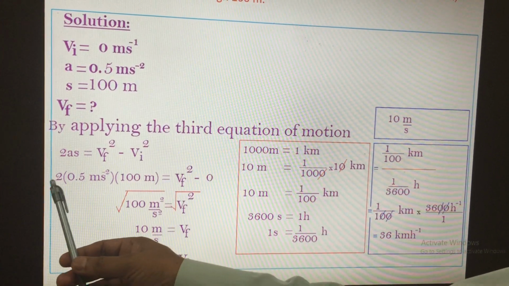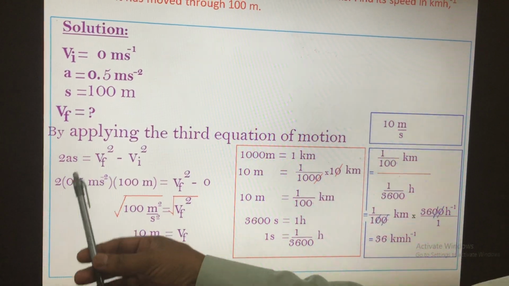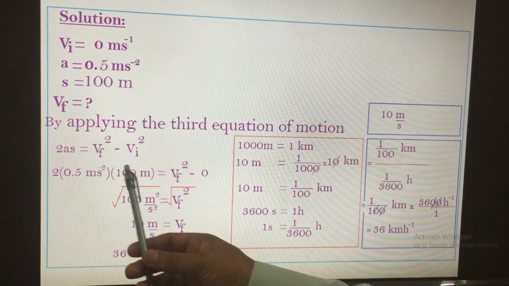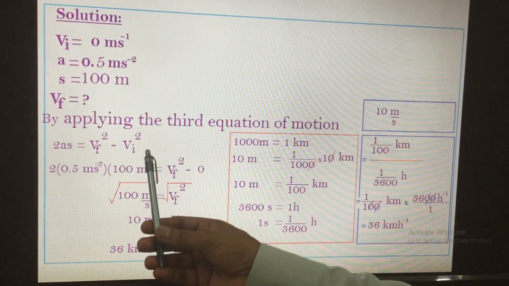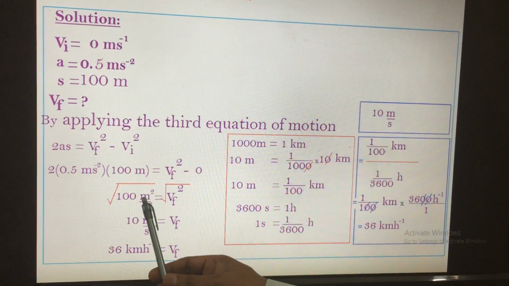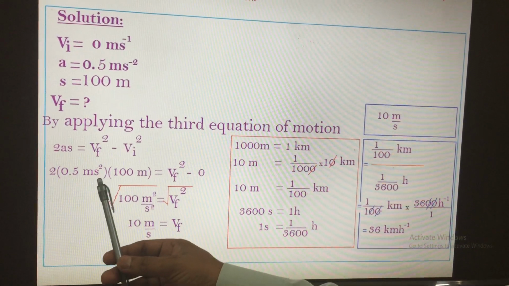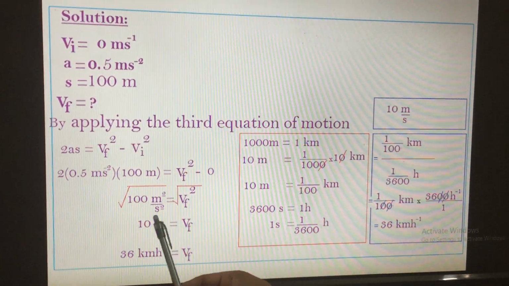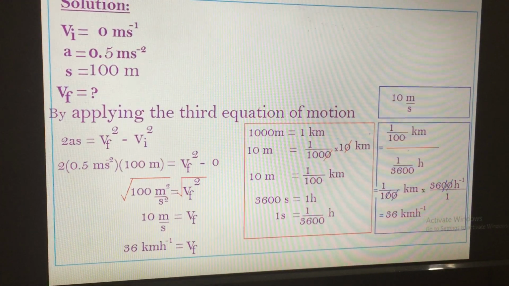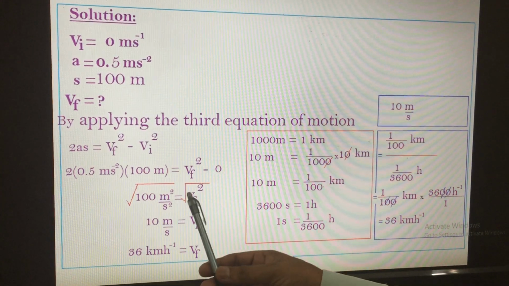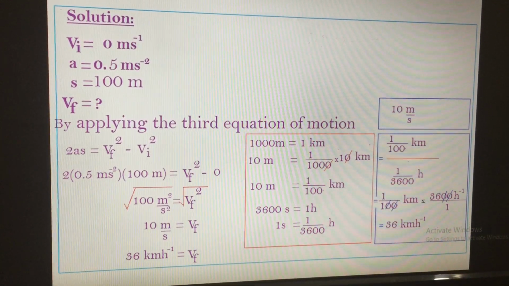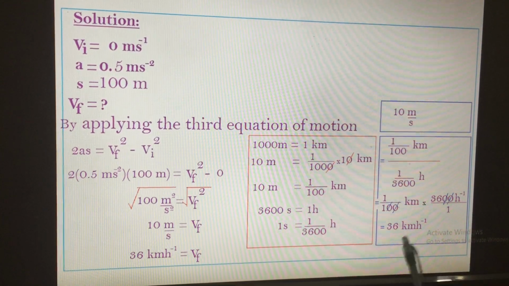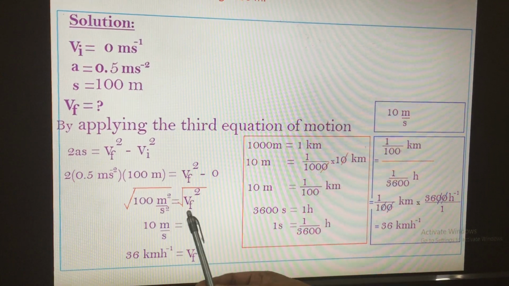Okay, now you multiply 2 by 0.5, you will get 1, and when 1 is multiplied by 100 meters, you will get 100 meters. So this 1 meter and this meter have power 1, and when they multiply, you will have meter squared. There is second squared, so when this second squared goes into the denominator, it will also be squared, right? As we need to find the final velocity, we need to remove the square. As you know, the opposite of square is square root. So we will take the square root on both sides of the equation.